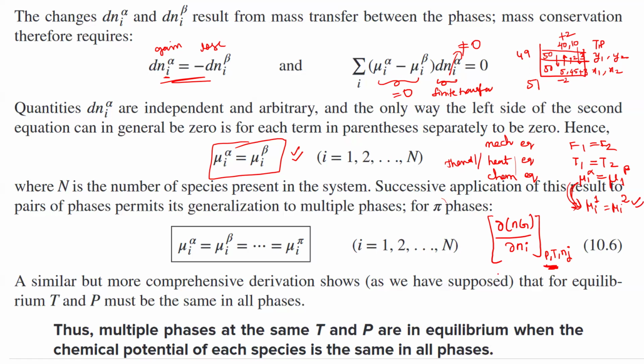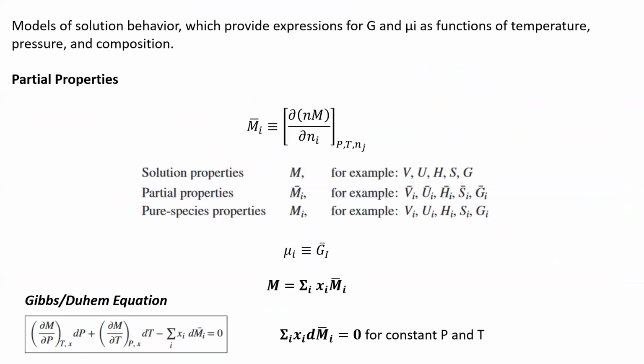That's why the statement is given thus: multiple phases at the same temperature and pressure are in equilibrium when the chemical potential of each species is the same in all phases. So this is what we have learned till now. What is the fundamental property relation for an open system? How is it changed? What is the definition of chemical potential? And how is a chemical equilibrium defined?